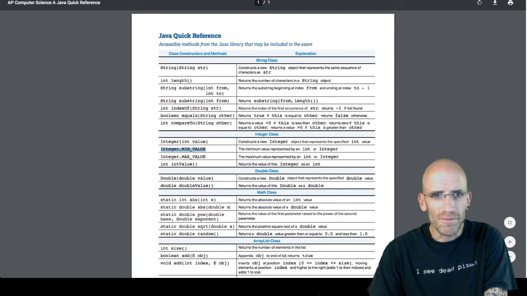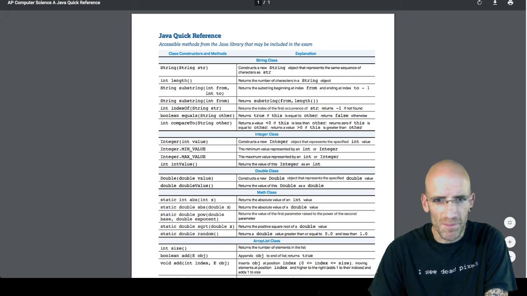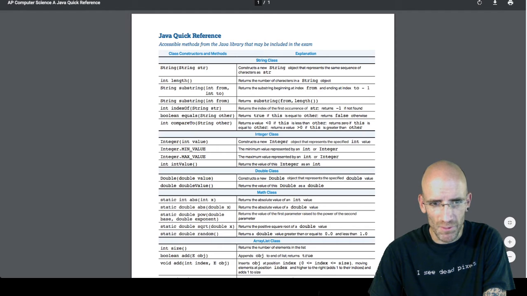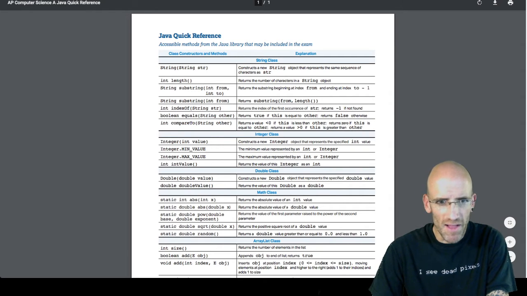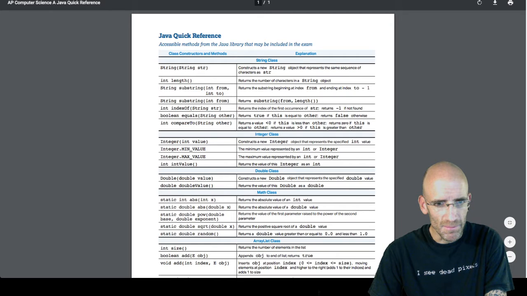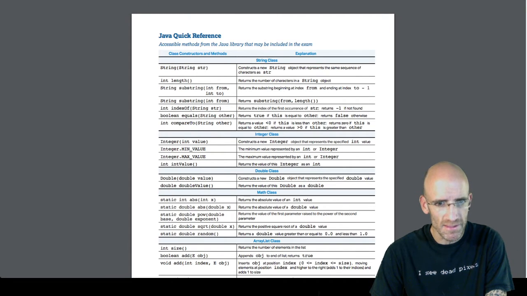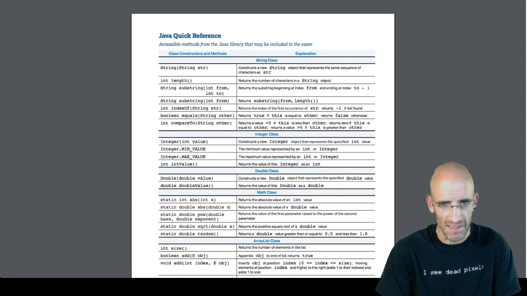So if you see in the Java quick reference, we do have something called the integer class, the double class, and the math class. And so these are the things that we're going to be covering here. The integer class has a constructor, which creates a new integer, and you have to give it an int value. It's got a field called integer.minValue, and that will tell you what the minimum integer value you can have is by either an int or an integer. There's a max field, and then there's a value, and so the value is what we'd say is an int.